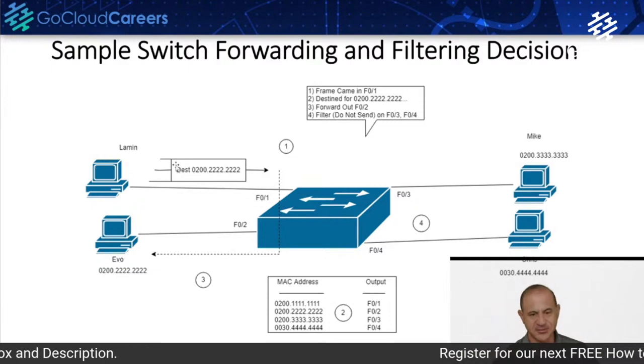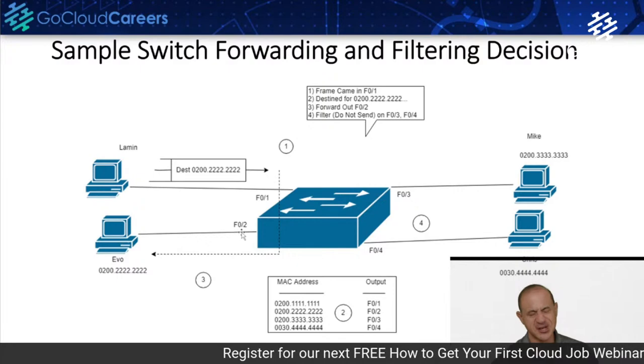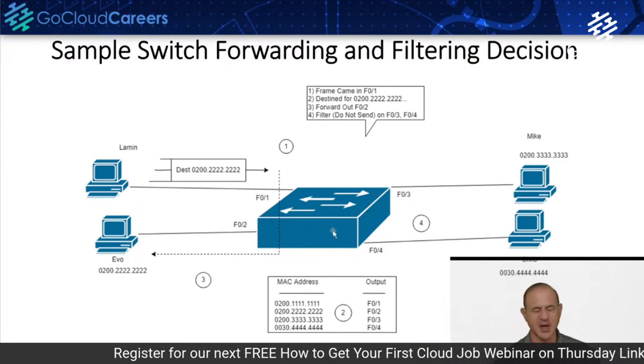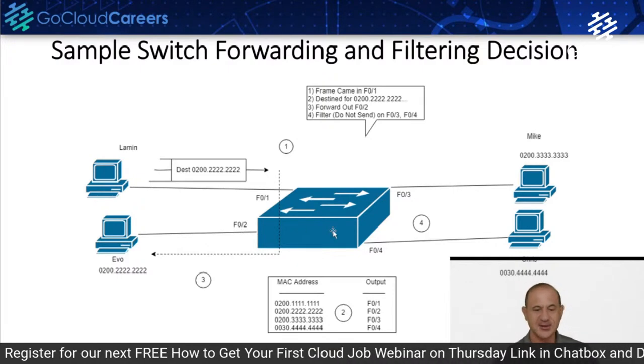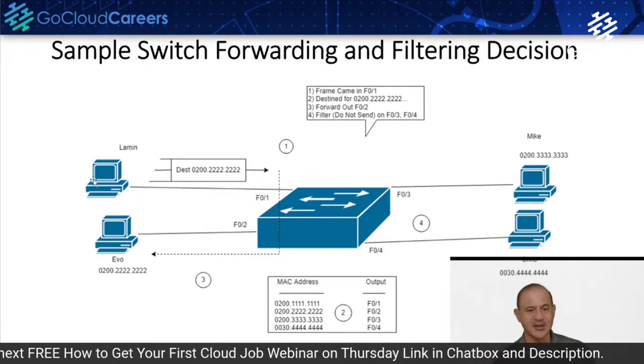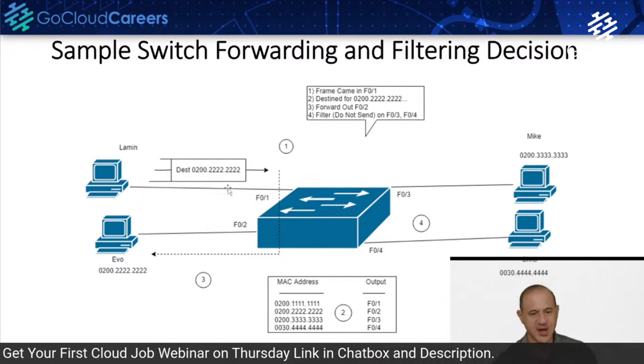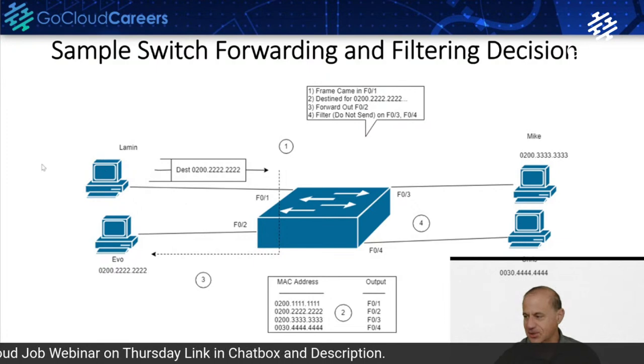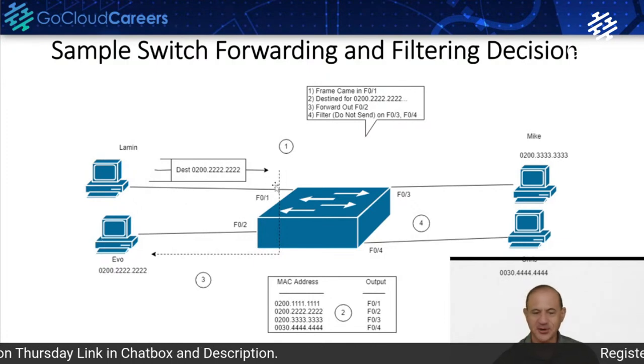So what happens is this frame gets flooded out all ports. Then Eva Doikia responds, and the switch looks in its MAC address table and says, yes, I know the DMAC, the destination MAC address, go out this port. And now, as long as Eva Doikia and Laman are communicating, everything's working perfectly.